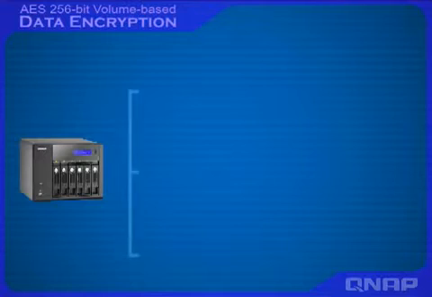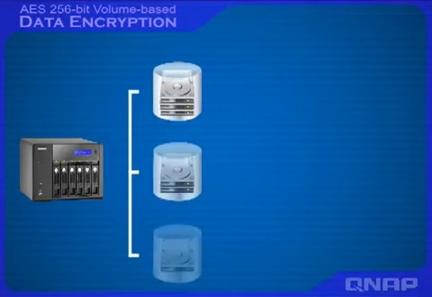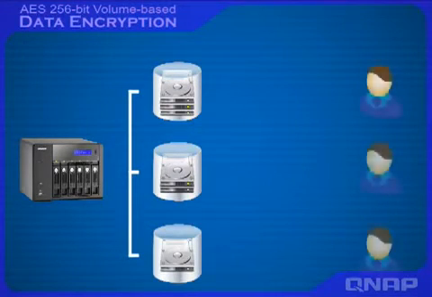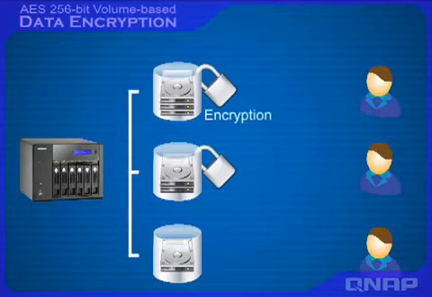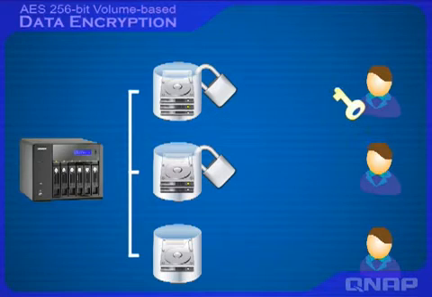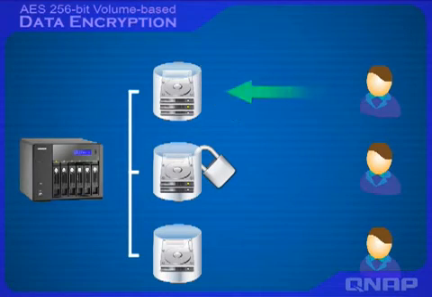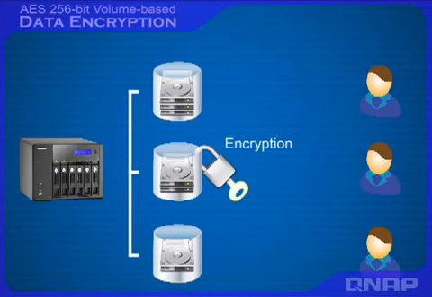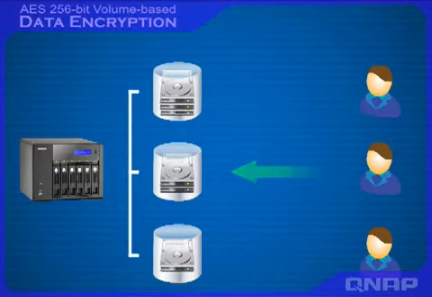The TS-639 Pro supports AES 256-bit volume-based encryption. The disk data are protected by an encryption key. To access the encrypted disk, you need to unlock it with the encryption password or an encryption key. You don't have to worry about data leakage if the hard drives or the NAS are stolen. The encryption key can be saved on the NAS to unlock the encrypted disk automatically during system startup. You can also select not to encrypt the disk volume.